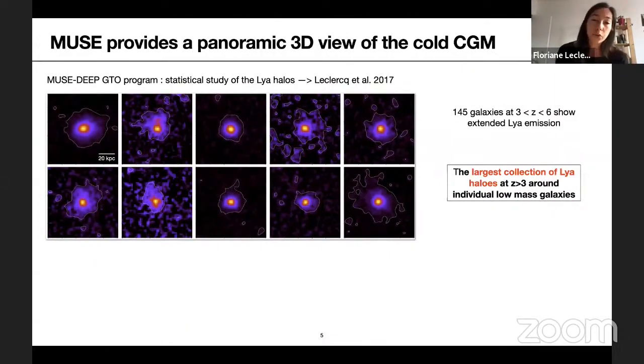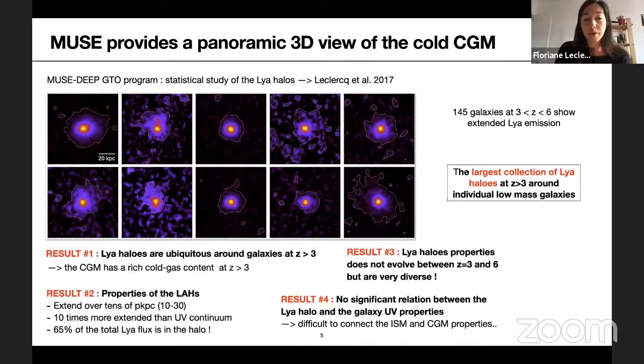Here, I don't want to give you too much detail about the spatial analysis of the Lyman alpha halos. I just want to say that they appear to be ubiquitous around galaxies at redshift higher than 3, which underlines the fact that the CGM has a rich cold gas content at high redshift. Those halos extend over tens of kiloparsecs. Their properties do not evolve much between 3 and 6, and they appear quite diverse. Also, it's quite difficult to link the properties of those Lyman alpha halos with the UV properties of the host galaxy. So linking ISM and CGM properties is quite difficult with Lyman alpha.